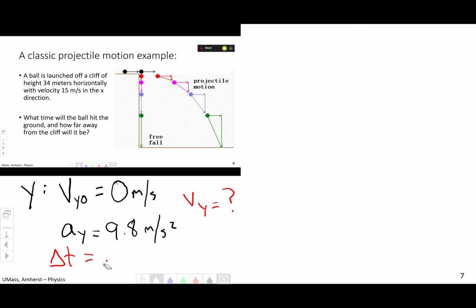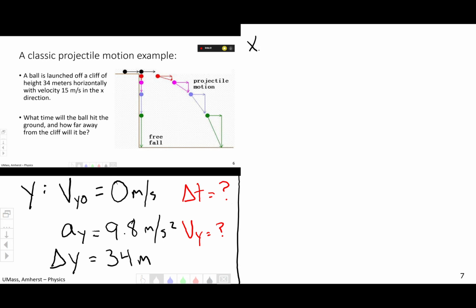We might want to know what the final velocity is. Oh, I'm sorry. We know one more thing. I was mistaken. We know that delta y, since we're in the y direction, is going to be that 34 meters, and that's going to be very important. So what we might want to know is the time, or we might want to know the final velocity. So that's in the y direction.